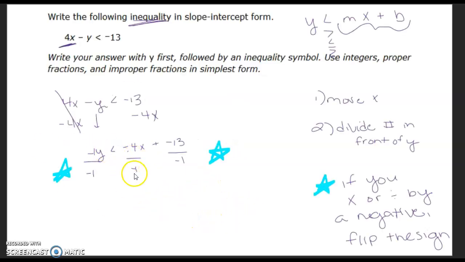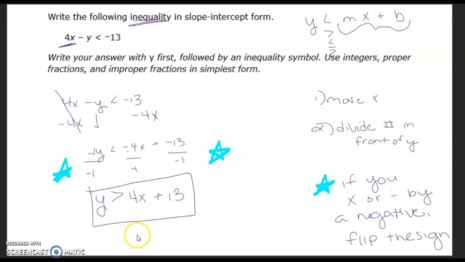All right, so let's go here. So we do have to flip our cute little sign. So we have y, flip your sign. -4 divided by -1 is 4. And -13 divided by -1 is 13. Other students have just done it one at a time, or some students just recognize that if you divide by -1, everything changes. So if it's negative, it goes to positive. So some students remember it that way. But the important thing here is to flip the sign.